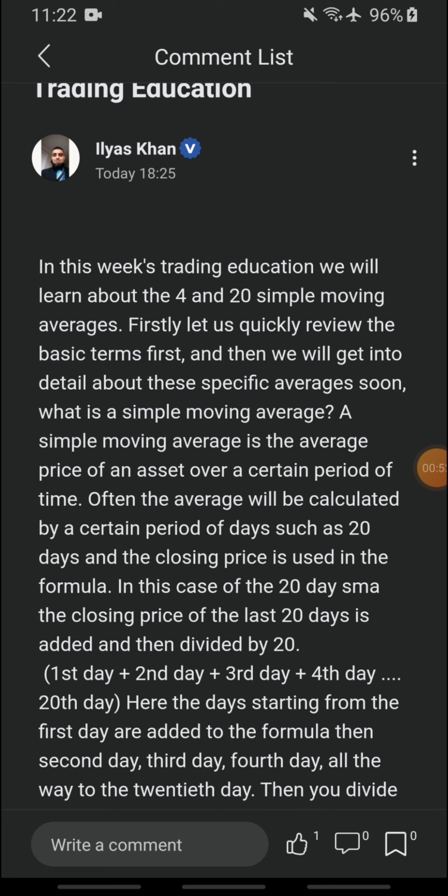I won't read the whole thing. If you're interested in reading the whole article, you can download the app and find the article. You can find me, and then you can have access to the whole article. So I'll just summarize it.